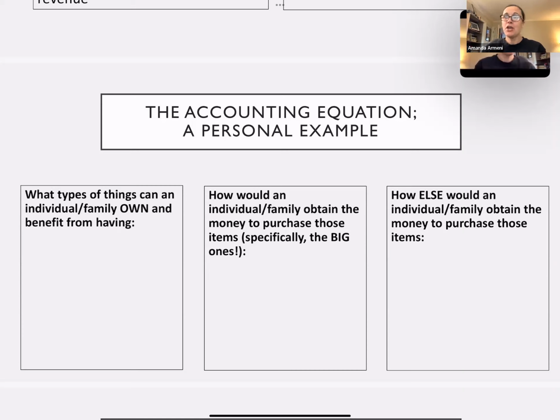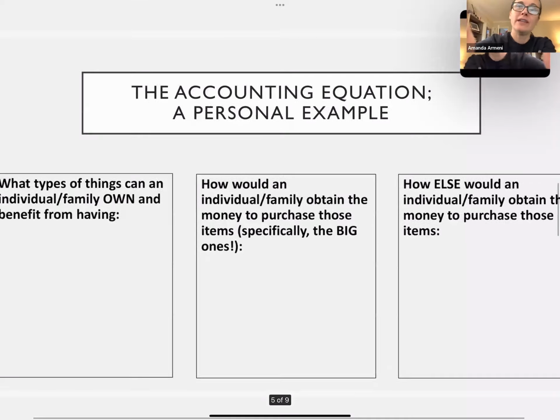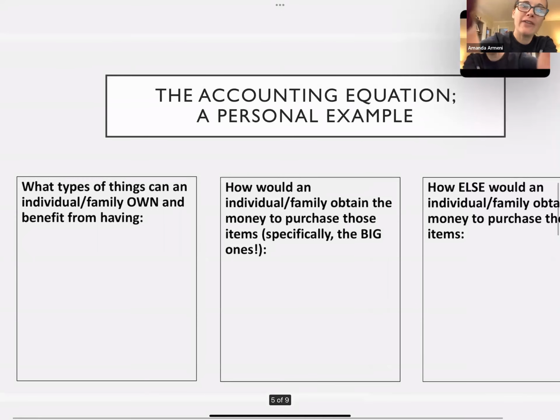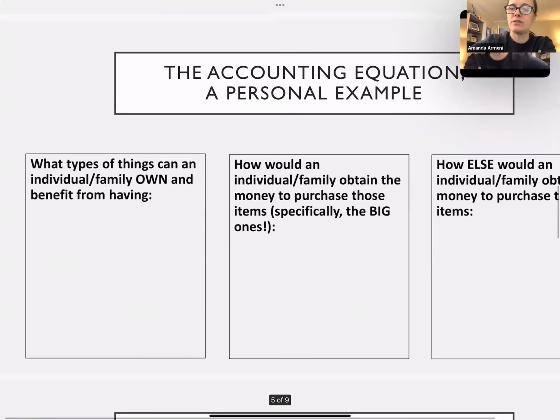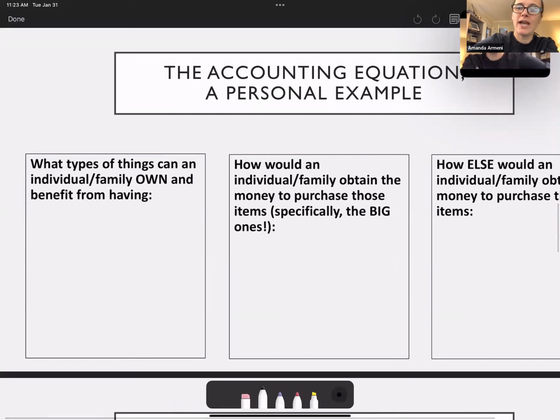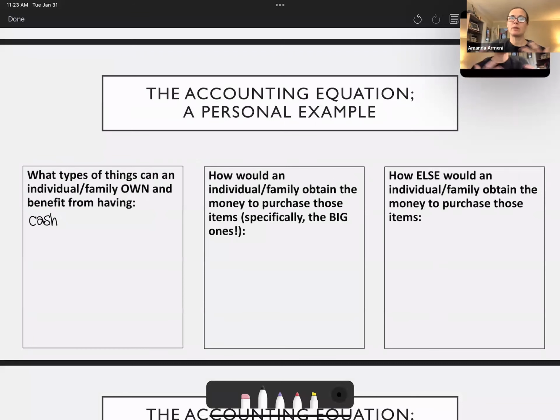I would say that the first thing that I own and benefit from having is cash. I have cash in my bank account, and that helps me be able to pay my bills and be able to buy things. All of that I'm able to do because I own cash. I'm able to benefit from having that cash.